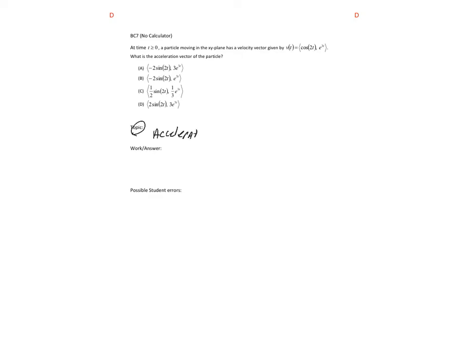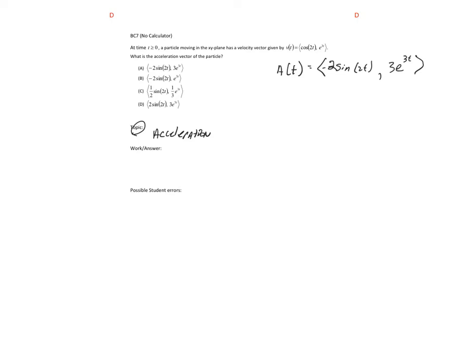You know that acceleration is the first derivative of velocity. So if we want to find the acceleration, I'm going to take my derivative of cosine. The derivative of cosine is negative sine. Then I've got to use my chain rule, so we're going to carry the 2 in front, put the negative sign there, comma. The derivative of e to the t is e to the t, chain it. So I have my acceleration vector. Oh, that's all we had to do.